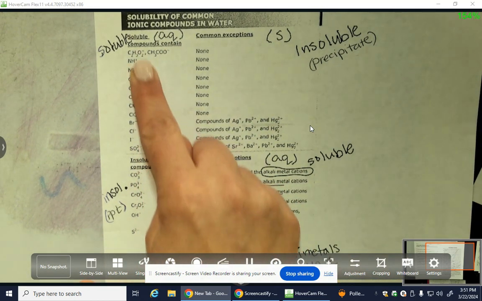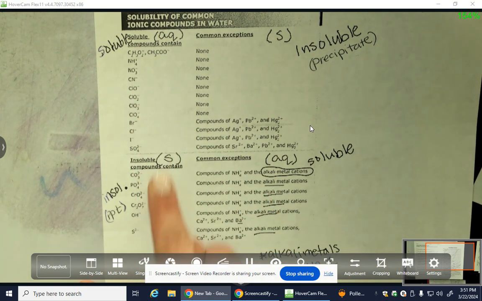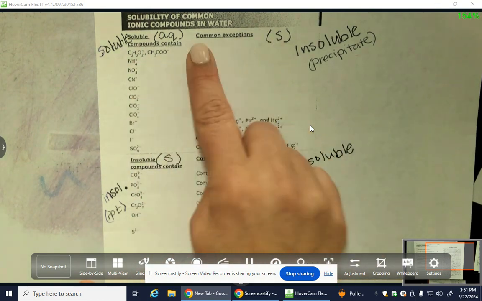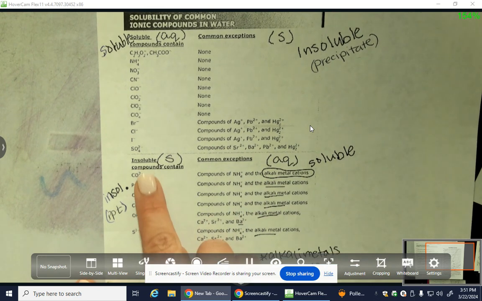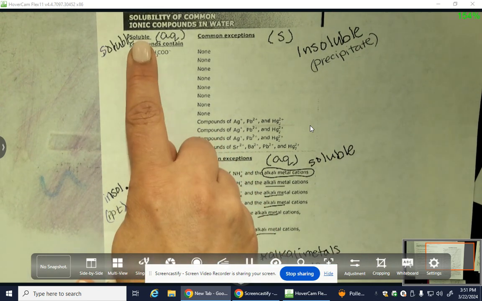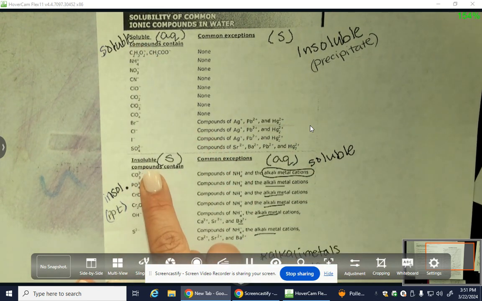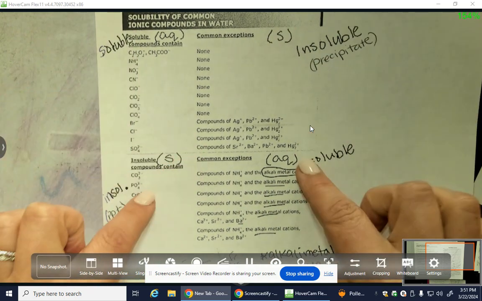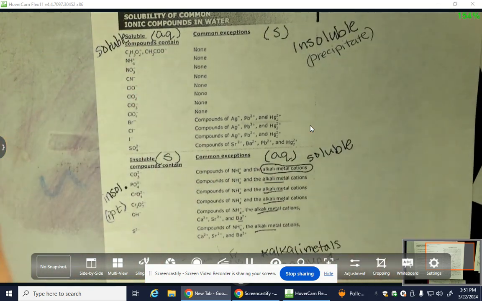Most of them are negative. Those are going to be anions. Okay, we have this list that says exceptions, and then you see that this part says insoluble, soluble, and then it just has an exception. Insoluble, exception, right? So I went ahead and hand wrote these pieces in, okay? And I did that to try to help you out.